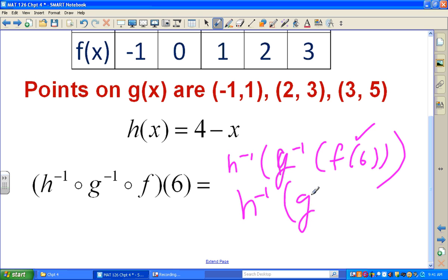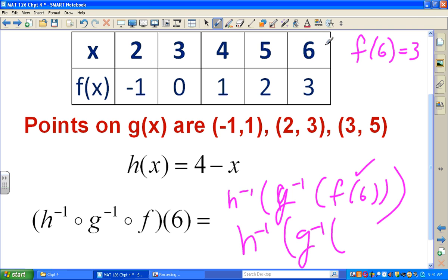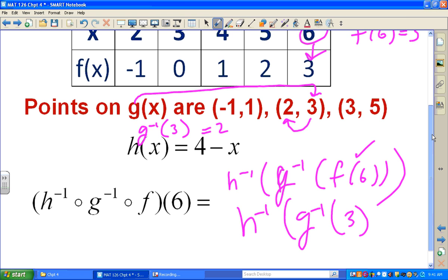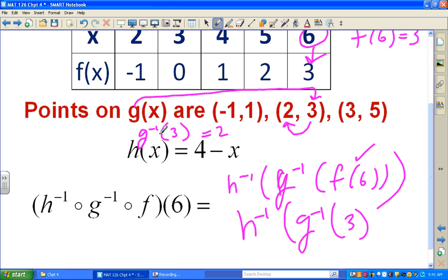Nope. That'll be your final answer. Let's see, my first step would be 3, because I went from 6 to 3. Got it. And now I go to the inverse of g. I'm looking for a 3, but on the g function, that would be a y value. So that equals 2, because it's the inverse. Right, the points on the inverse of g of x are all reversed. So it'd be like 1, -1, 3, 2, and 5, 3.